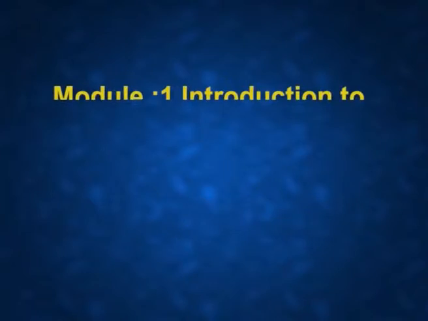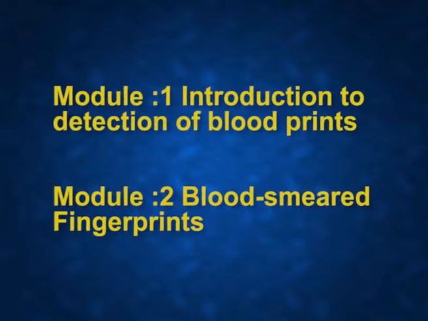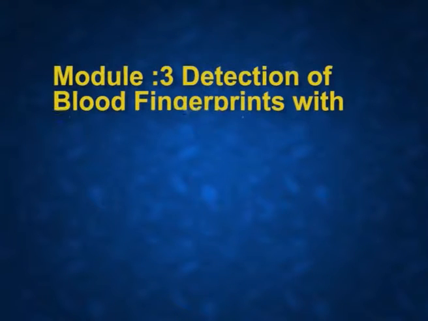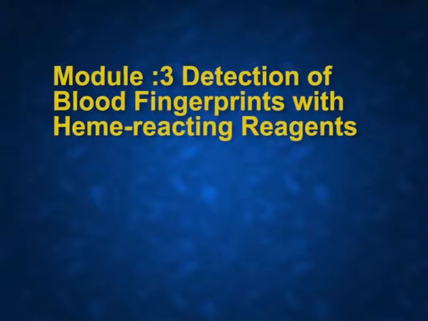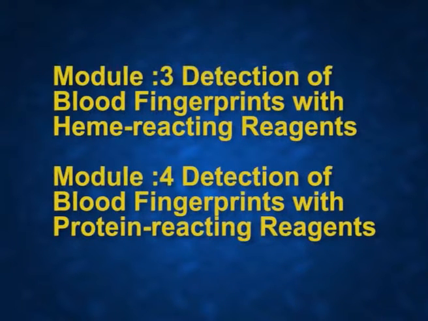Let us start our today's lecture with a brief look at what we will be learning today. First, we have the introduction to detection of blood prints. Then we have blood smeared fingerprints. The third module here is detection of blood fingerprints with heme reacting reagents, and the fourth one is detection of blood fingerprints with protein reacting reagents, and last is the conclusion.